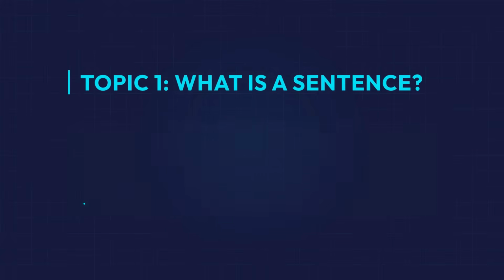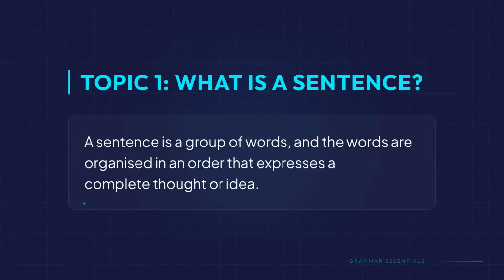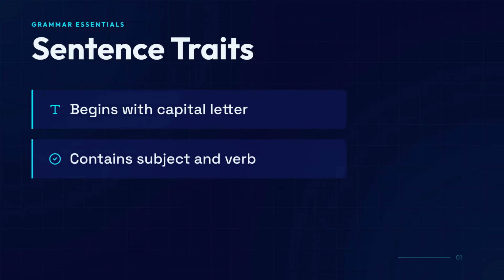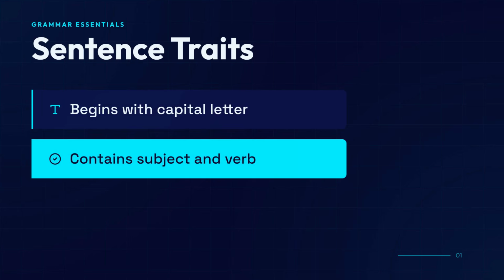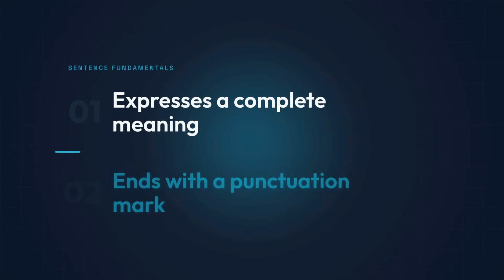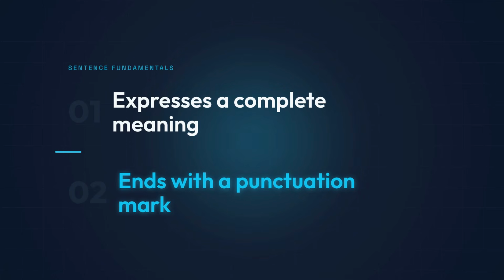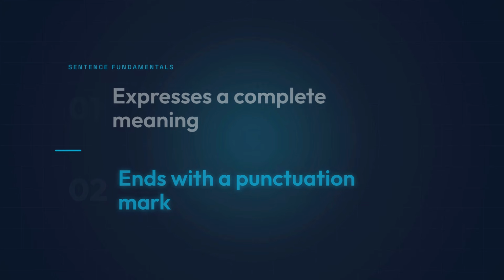Topic 1. What is a sentence? A sentence is a group of words, and the words are organized in an order that expresses a complete thought or idea. Every sentence begins with a capital letter and contains a subject and a verb and an object, though sometimes the sentence may not have one. It expresses a complete meaning and ends with the correct punctuation mark. Now, let us look at some specific examples.